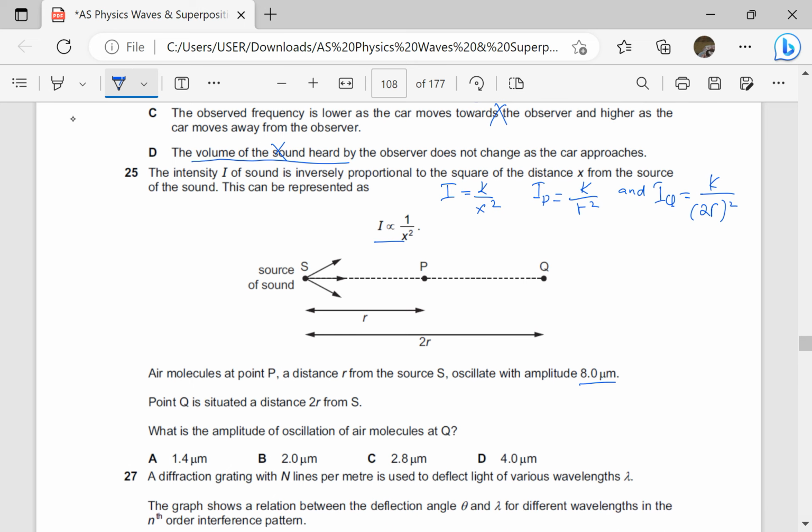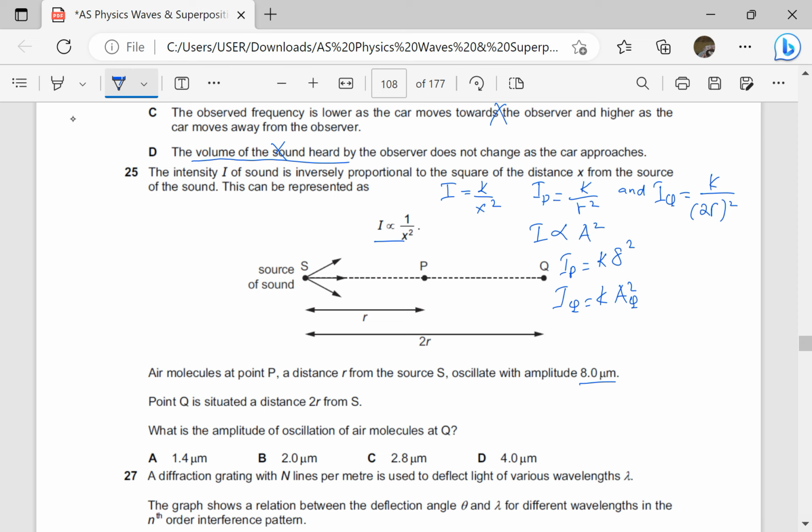Okay, we have used intensity. Now let's look at the amplitude. We know that intensity is directly proportional to amplitude squared. So let's come up with two equations again. Intensity at P, in terms of amplitude, is going to be, they gave us the amplitude at P, a constant K times the amplitude, which is 8 squared. Then intensity at Q is going to be a constant times the amplitude at Q, which is squared. So we now have these equations.